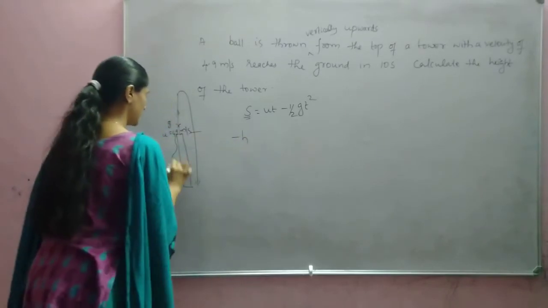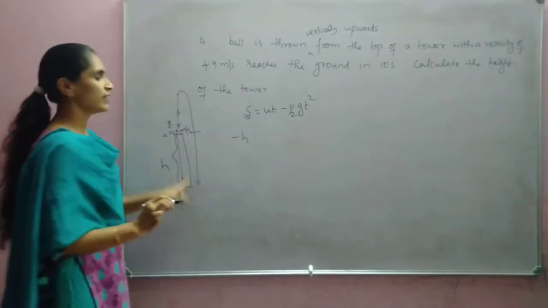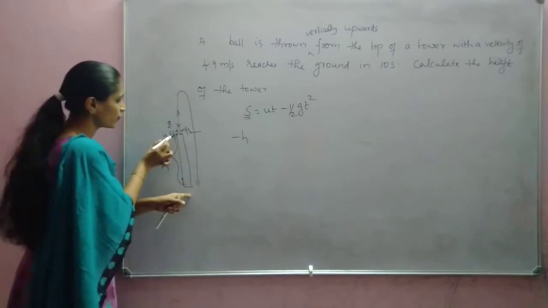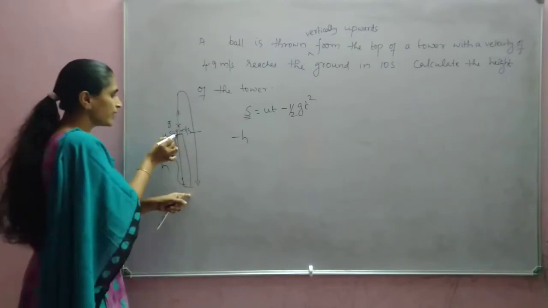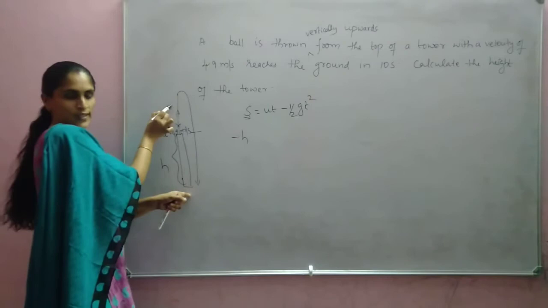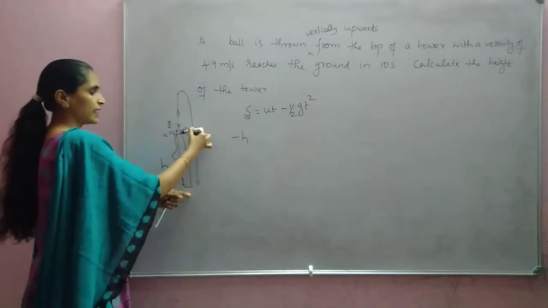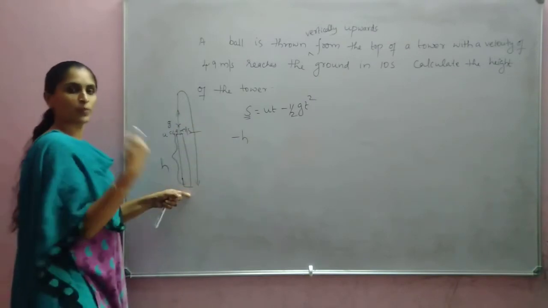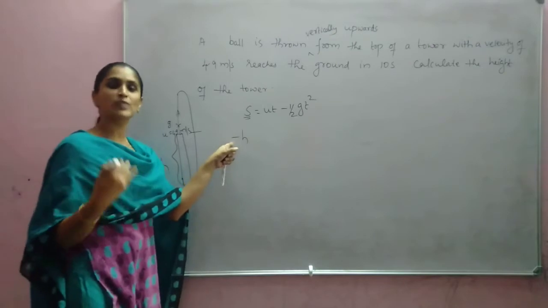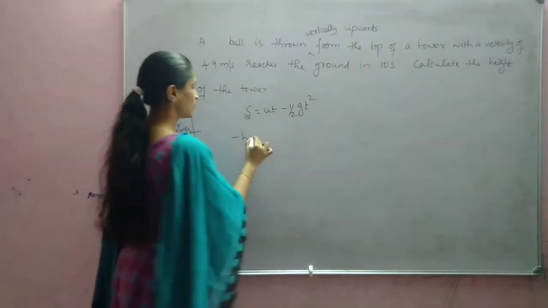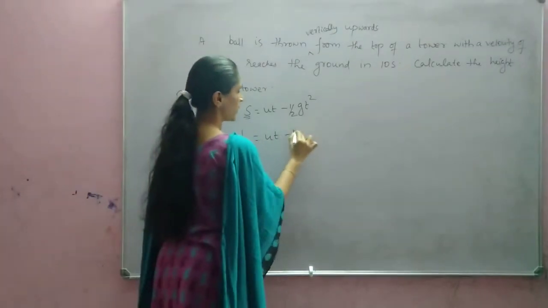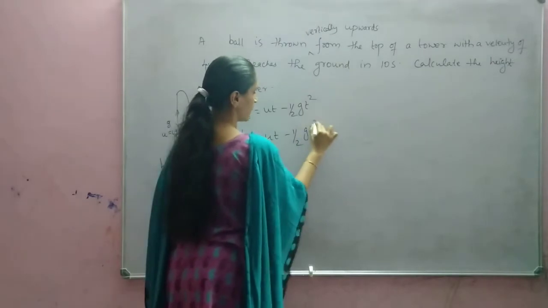If h is the height of the tower, why are we taking it as minus h? We are measuring from here to here. The actual initial velocity direction is opposite, and we are measuring the height or displacement in the opposite direction. That's why we can take it as minus h. So minus h is equal to ut minus half gt square.